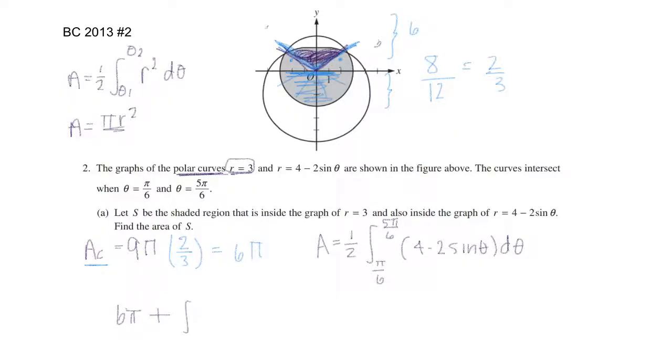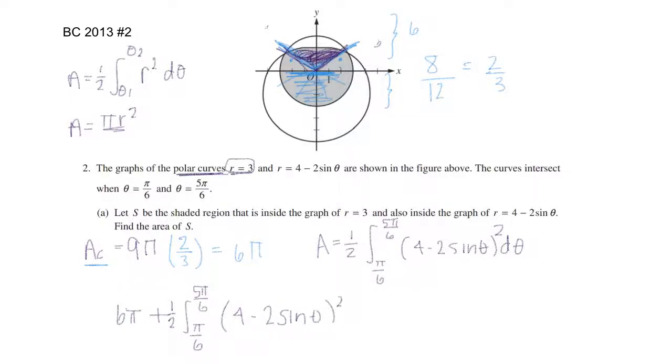Plus the integral of 1/2. I tend to forget that 1/2. Y'all don't forget that. Pi over 6 to 5 pi over 6, and then of our radius squared. Oh, and I didn't write that up there.